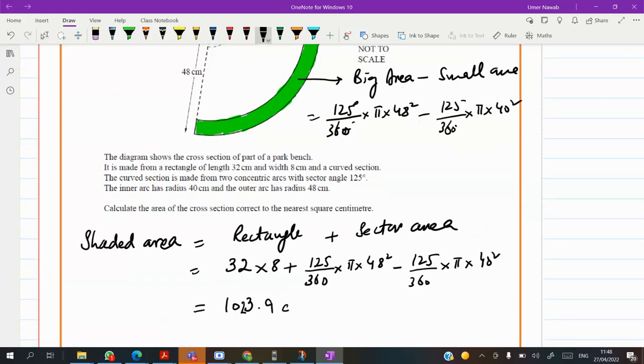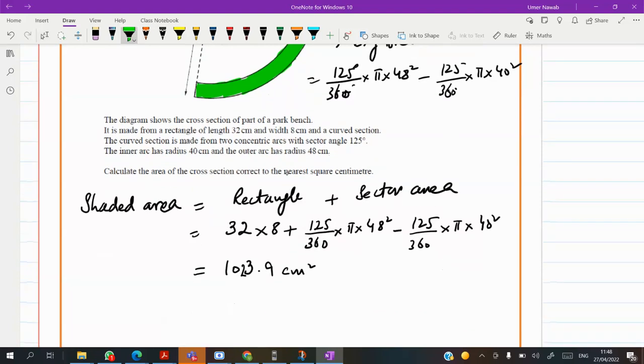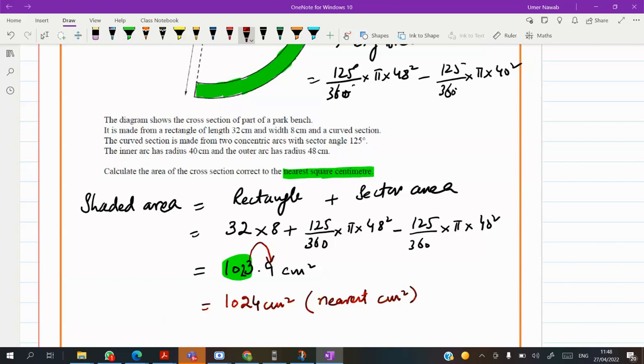This answer is in centimeter square form. So what is the requirement? Calculate the area, correct to the nearest square centimeter. So to write 1023.9 to the nearest square centimeter, what is after 3? After 3 is 9, so we have to write 1024 centimeter square. This answer is written correct to the nearest square centimeter. So in the exam, you have to write 1024 centimeter square.